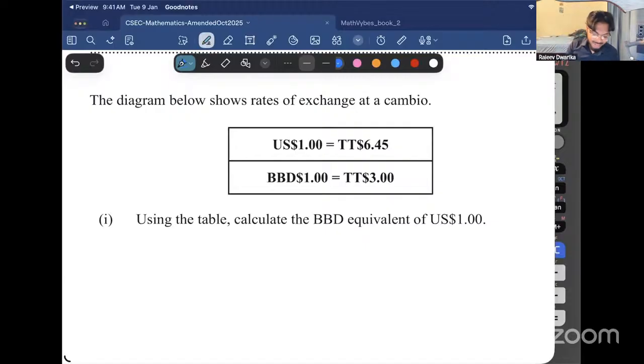Right, so $1 is going to be equal to TT $6.45. I don't know what BBD means. Barbados dollars? I don't know. 1 is equal to $3 TT. Using the table, calculate the BBD equivalent of US $1.